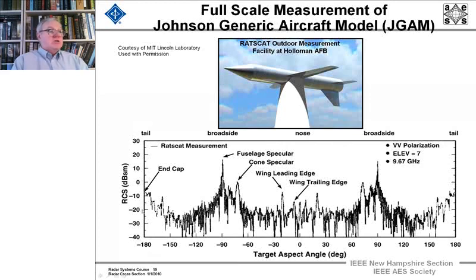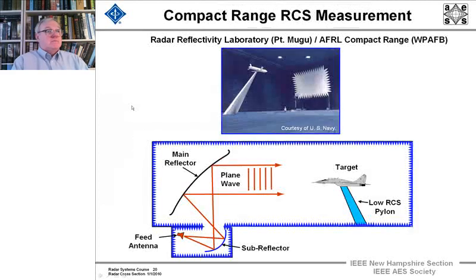And here's the cross-section in dBSM. You can see it goes down from minus 25 dBSM to 15. So there's a 40 dB range of cross-section just on this target. So this shows you that we can make good measurements.